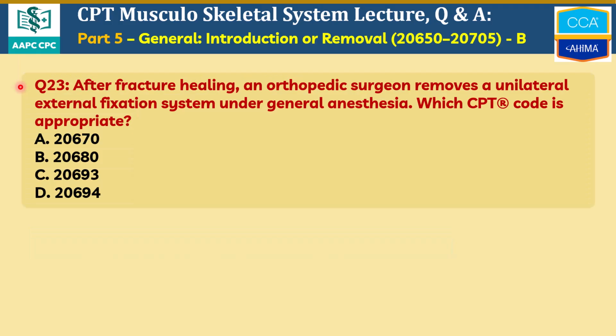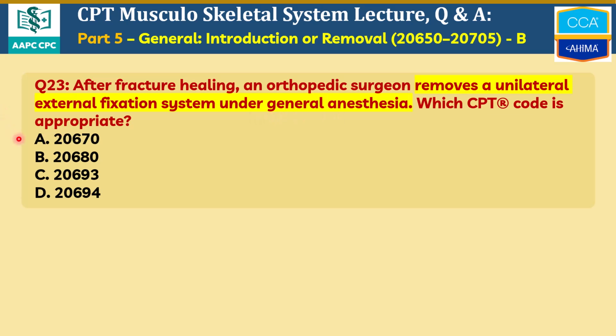Question number 23. After fracture healing, an orthopedic surgeon removes a unilateral external fixation system under general anesthesia. Which CPT code is appropriate? So take your CPT code book and find the answer. So here you have to highlight the procedure done is removal of a unilateral external fixation system under general anesthesia.